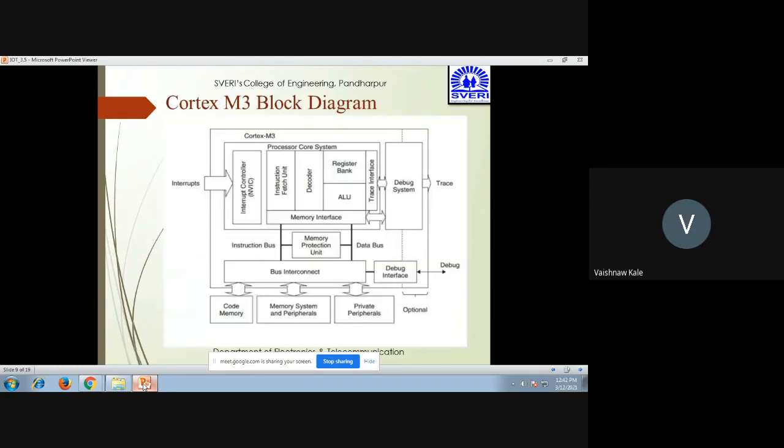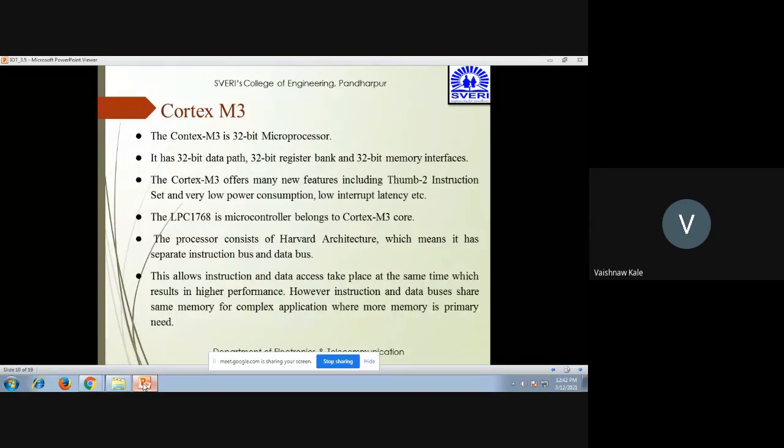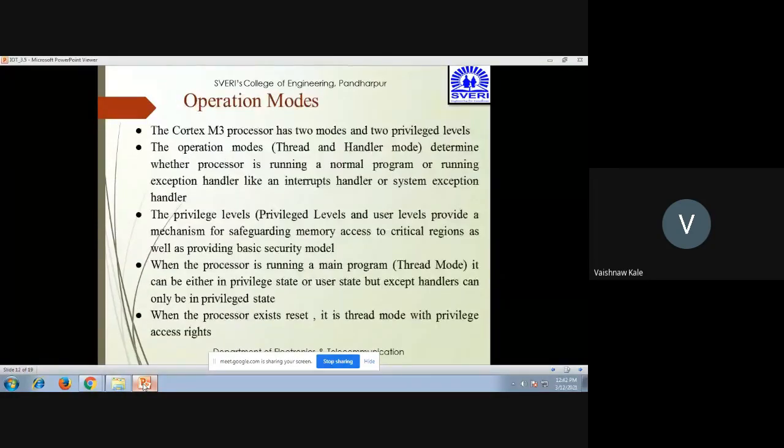Then the block diagram of Cortex M3. Then we have seen these features of the Cortex M3. Then the operation modes. There are normally two operation modes, thread and handler mode. Two privilege levels are there, one is the privilege level and the second one is the user level. Thread mode is called the normal program running mode, and the handler mode is nothing but running exception handlers like the interrupt handler or the system exception.